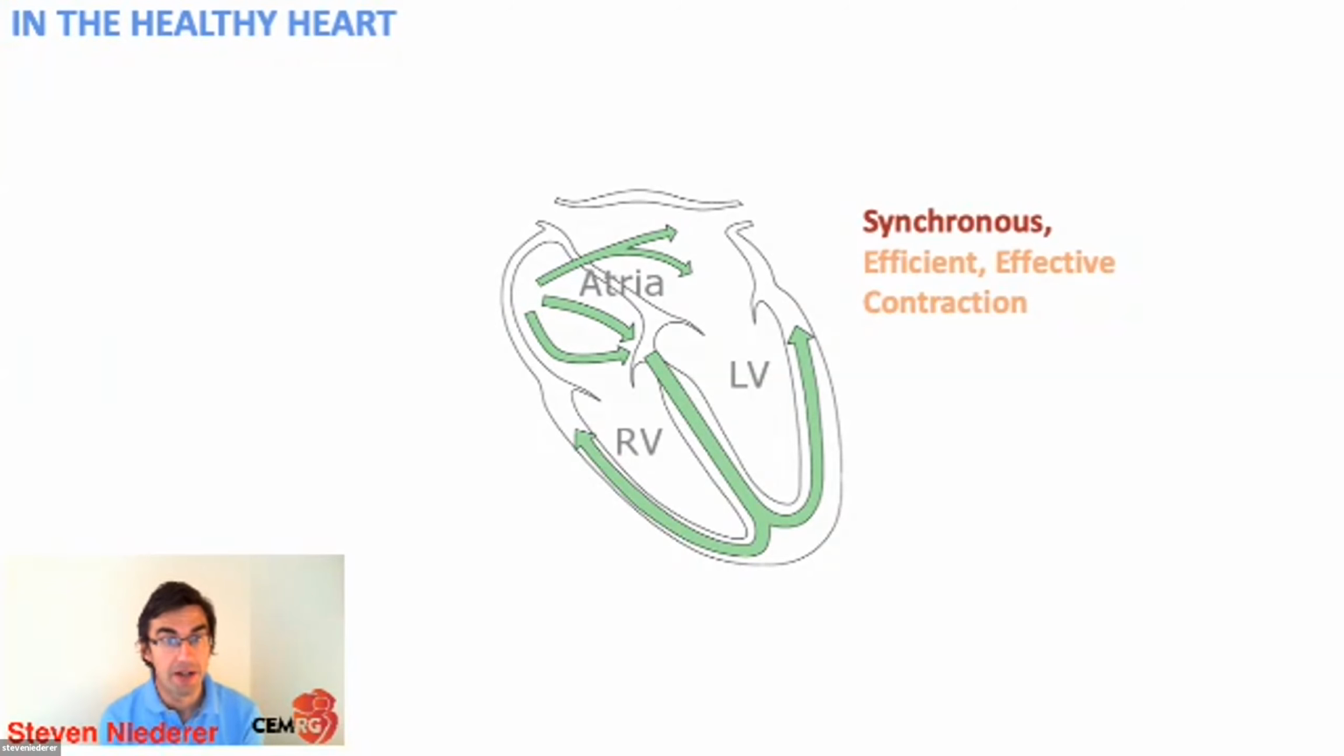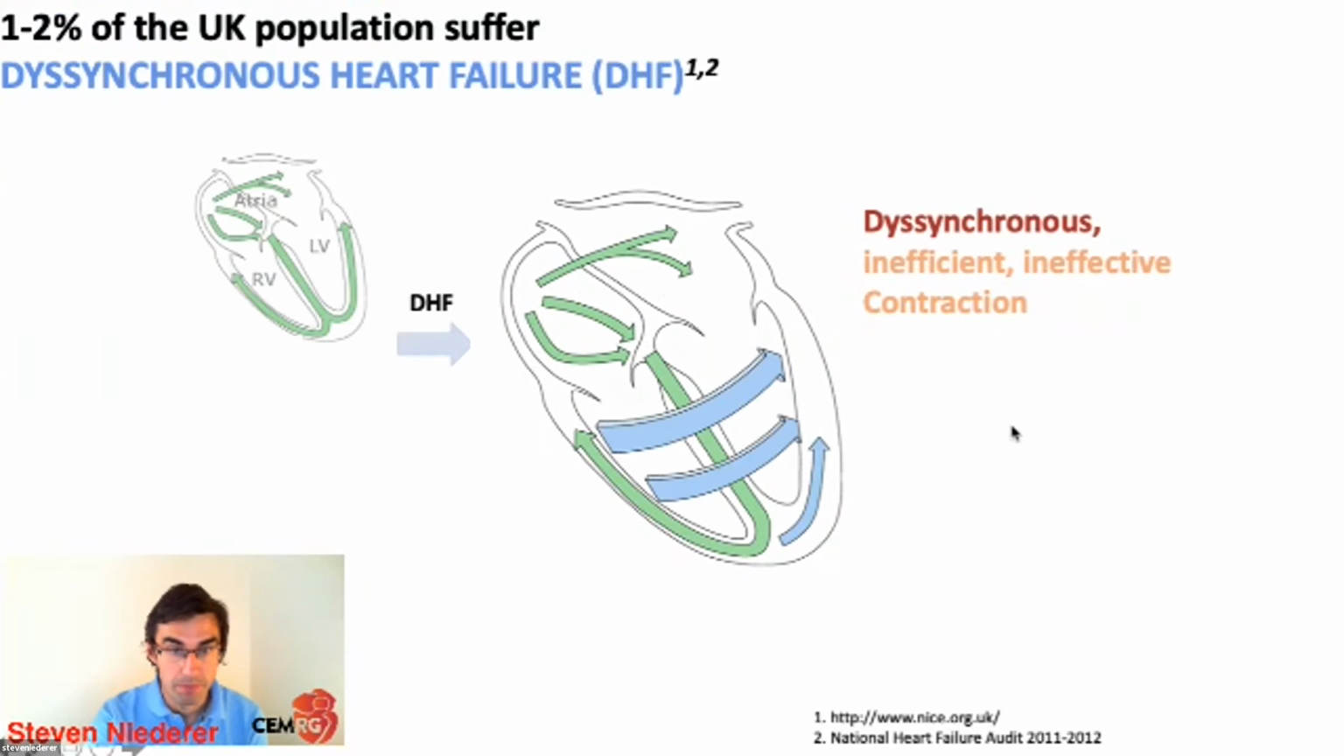So in the healthy heart, electrical activation starts with the atria. It propagates across the two upper chambers before activating the right and left ventricles. And so this leads to a rapid, synchronous, efficient, and effective contraction.